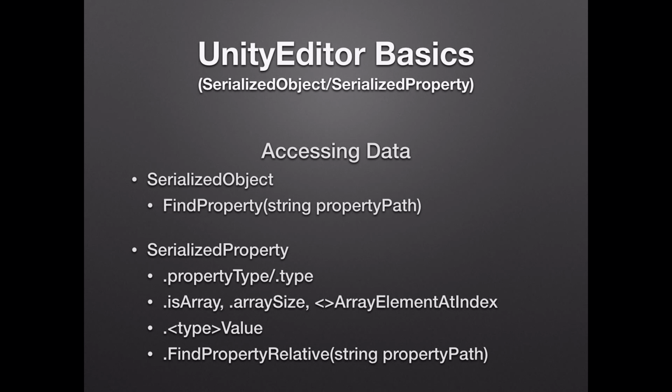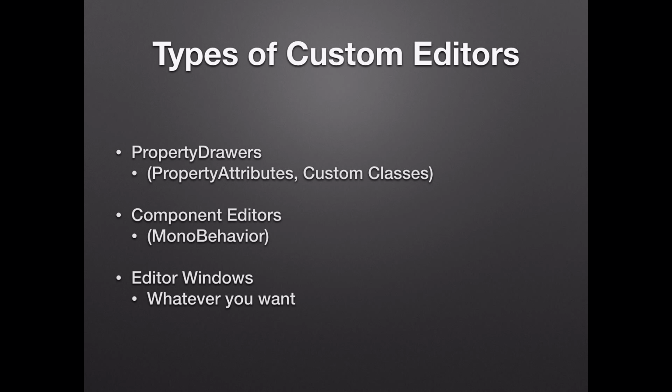All right, so there's three main types of custom editors we're going to talk about today. The first one's property drawers, which you can use with either property attributes or custom classes like the one we talked about in the first example. There are component editors, which are what you use to edit anything that derives from UnityEngine.Object, generally MonoBehaviours, but there are other things you can use them for. And third is going to be editor windows, which is just a window that you can do whatever the heck you want with. So first, let's look at property drawers.